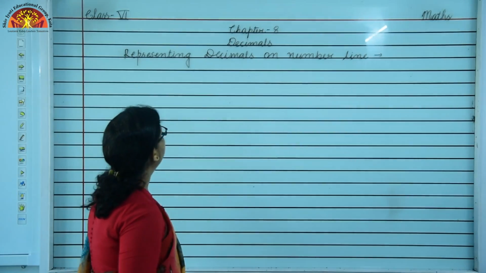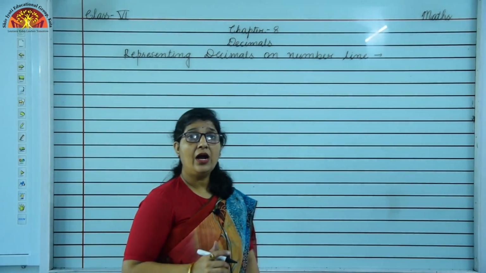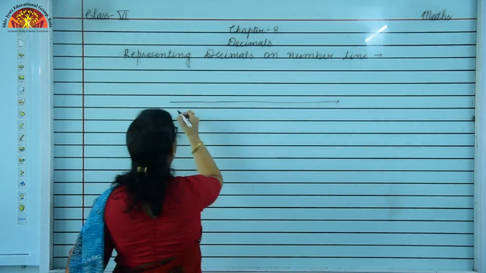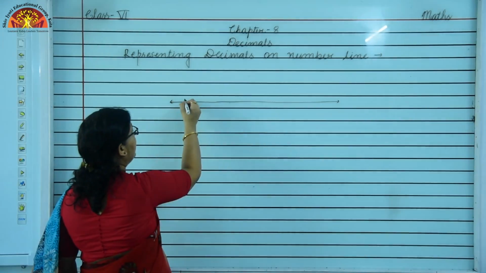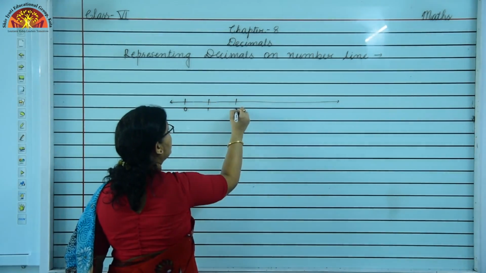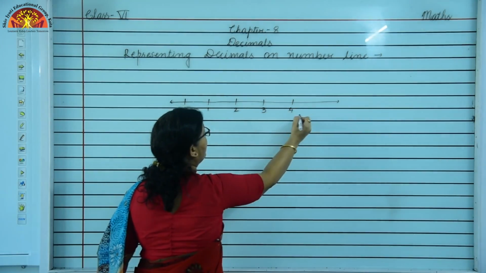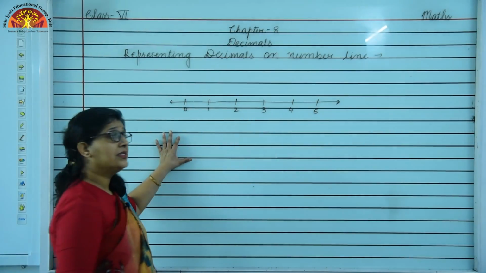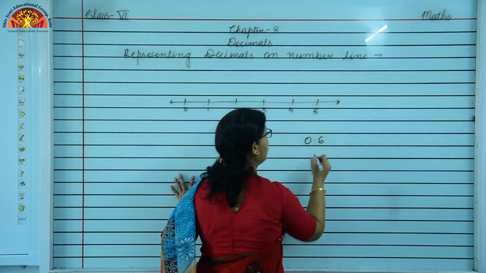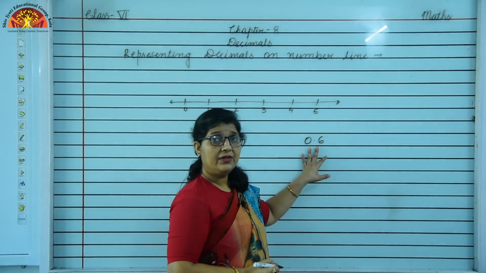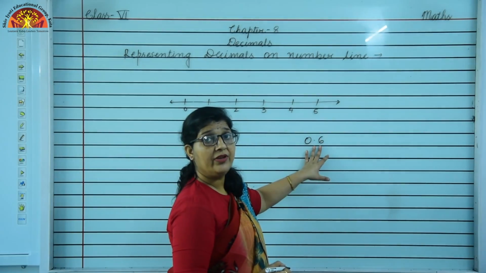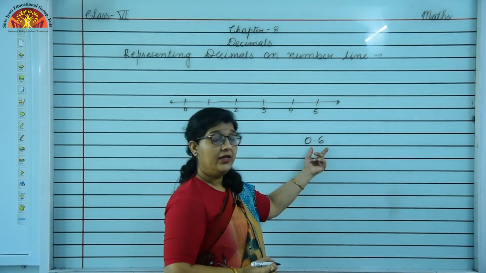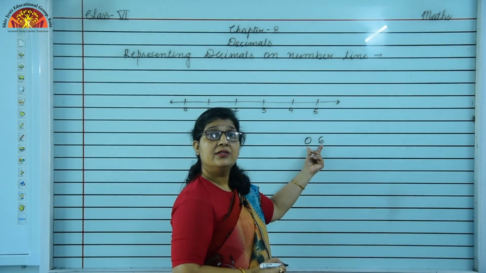Now the next topic is representing decimals on the number line. How do we represent numbers on the number line? Students, you already know how we represent whole numbers on the number line. This is 0, 1, 2, 3, 4, 5 and so on. But for decimals, suppose we have 0.6. Observe, 0.6 comes between which two numbers? This number is greater than 0 and less than 1. So this number comes between 0 and 1.